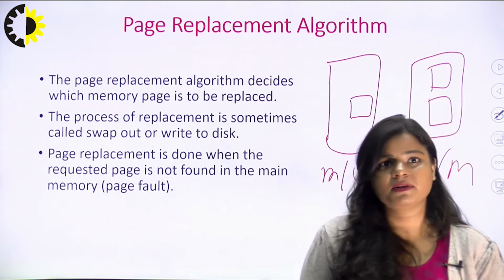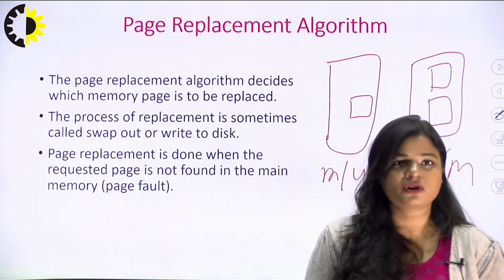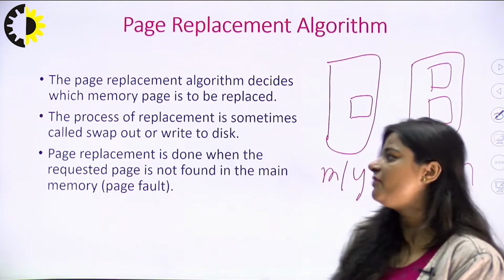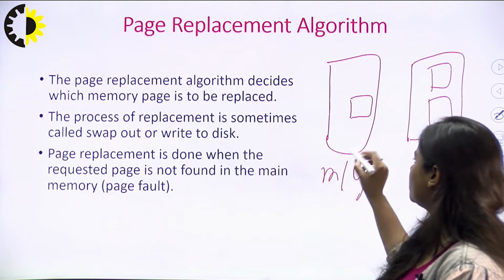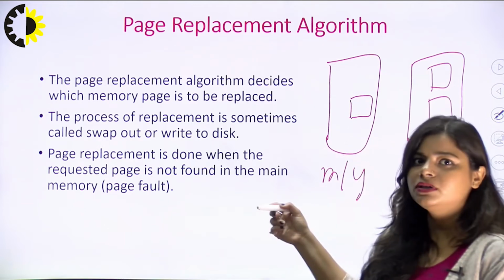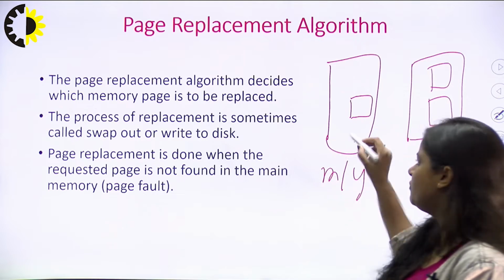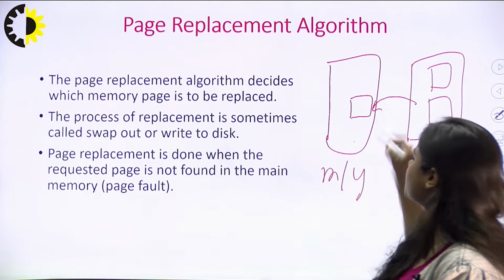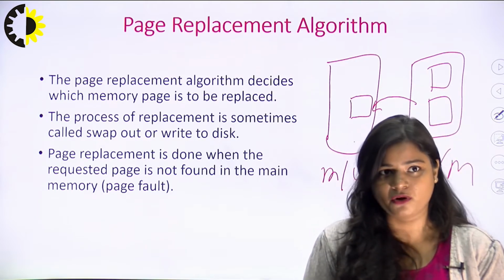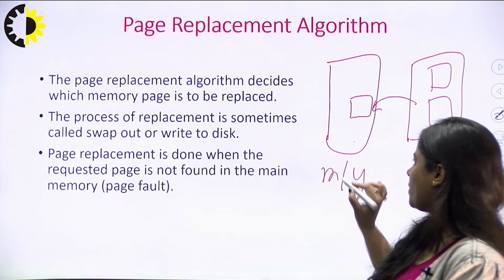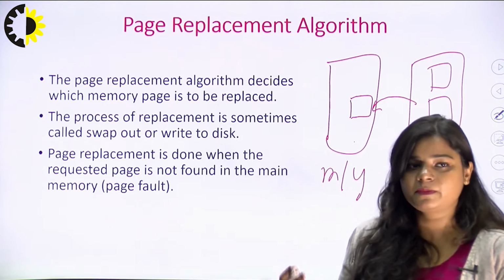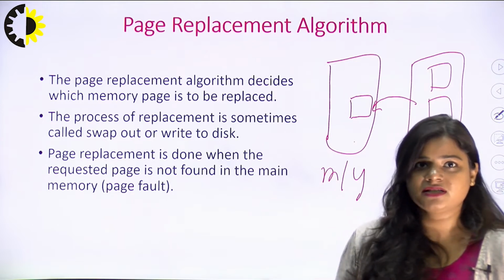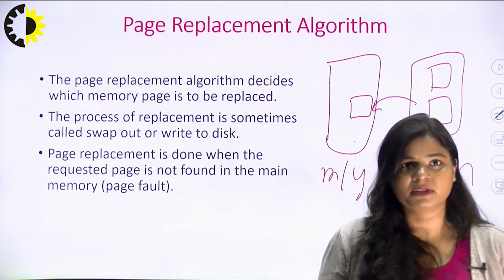The page replacement is done when the requested page is not found in the main memory, which is also called page fault. Whenever we require any page to execute and we don't find the page inside the main memory, we have to call the page from the secondary memory. This process is basically called the page fault. Whenever we require a page and don't find it inside the main memory, that is a page fault. So let's continue with the types of page replacement algorithm.